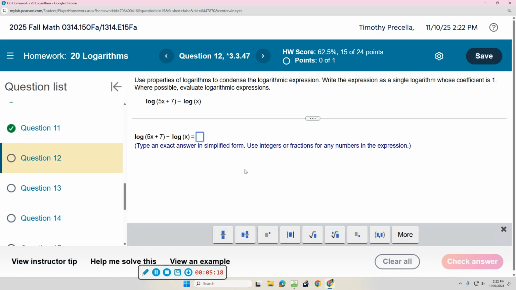So let's see. Do I have room to do number 12 here? I think I do. Log. Hey, there's not a subscript. So what's the base? If you see log and there's no subscript, you assume a 10. Now, if you see ln, what do you assume the base is? e, okay. So we're going to write this as just one logarithm.